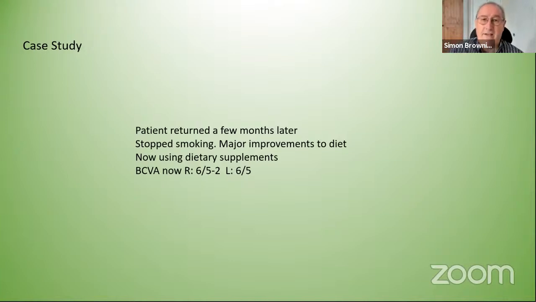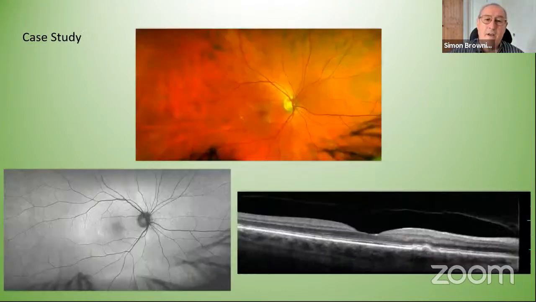And he's great. He comes back, he stopped smoking, major improvements to diet, lost weight, far more active, using dietary supplements. And look at that visual acuity. It's now gone from 6.9 to 6.5. And now when we look at his images, we see that top color image there. There looks to be a lot of lost drusen in the center.